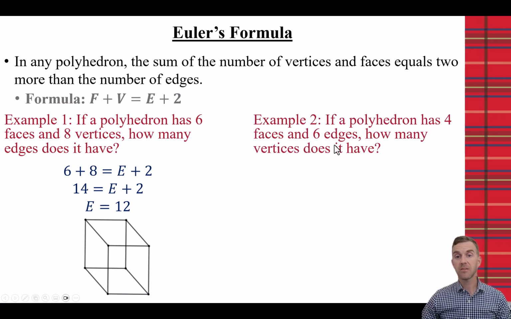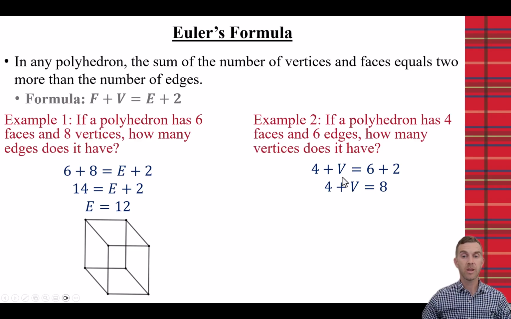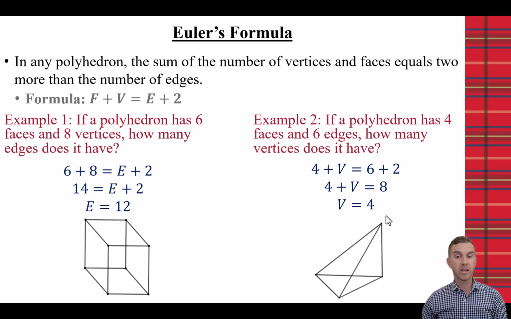In this example, we say that if a polyhedron has 4 faces and 6 edges, how many vertices does it have? So again, we substitute in the values we have. We have the faces and we have the edges, and we're solving for the vertices. So here we have 4 plus the vertices will equal 8. Subtract 4 from both sides, and the number of vertices has to equal 4. And that gets back to our triangular pyramid.